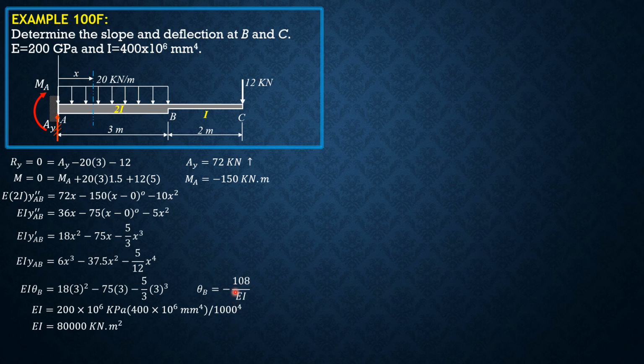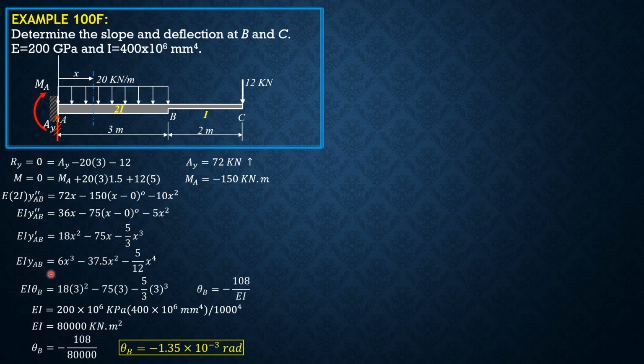So therefore, negative 108 kilonewton meter square, also kilonewton meter square, divided by 80,000, that would be in radians. So theta B therefore is negative 108 over 80,000. So theta B in radians is equal to negative 1.35 times 10 to the negative 3 radians. You may not put the unit radian because if it is unitless, it is understood to be in radians.